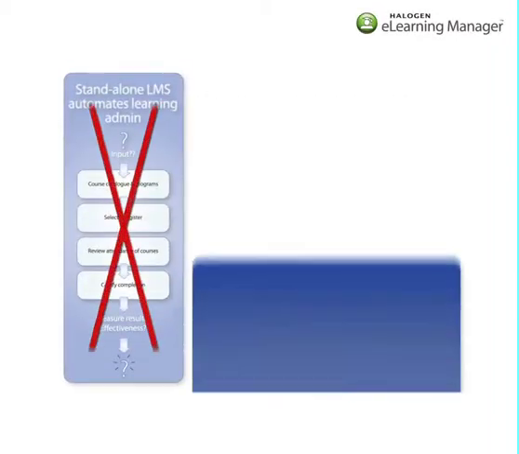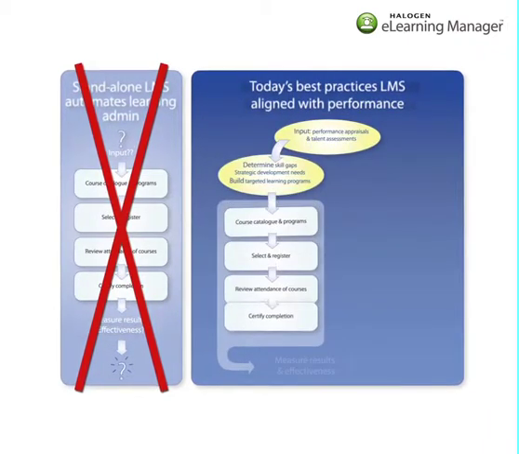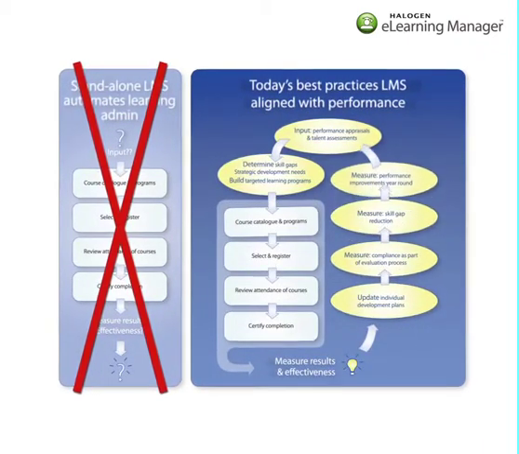eLearning Manager integrates tightly and seamlessly with the other modules in the Halogen suite, sharing competencies, employee data, catalogs, and more. This means you only need to work with one simple-to-use interface, and you get access to a consistent set of information on performance and learning across the entire organization.